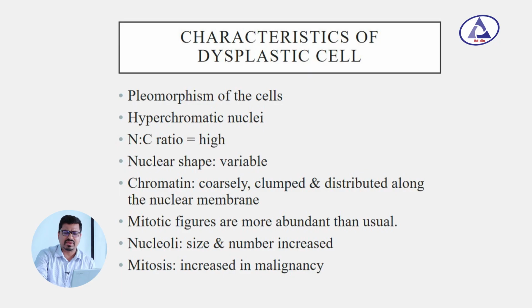What are the characteristics of dysplastic cell? Pleomorphism of the cells, that means variation in size and shape of the cells. Hyperchromatic nuclei: it is a characteristic of dysplastic cell because cell division does not occur, so DNA content increases in the nucleus. So, it shows a hyperchromatic nucleus. Nucleus cytoplasm ratio is high in case of dysplastic cell. Normal ratio is 1:4 or 1:6. Here we can see 1:1.